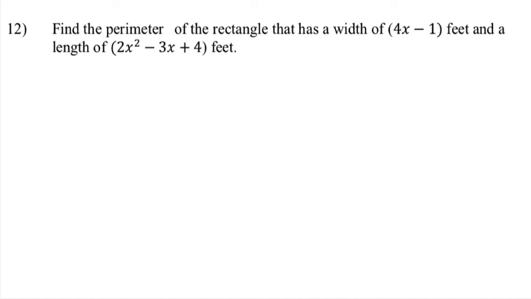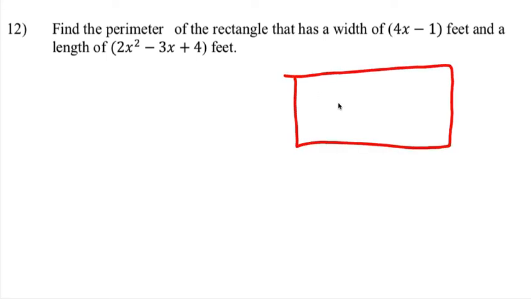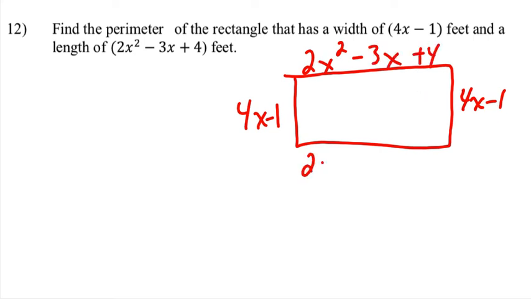Find the perimeter. Again, when we're looking at this is a width and the length. So remember, if we have a perimeter, this is an old problem, that means one of them would be 4x minus 1, which would be both sides. And 2x squared minus 3x plus 4 would be your top and bottom. So to find the perimeter, we would just go around and add up all of those pieces.